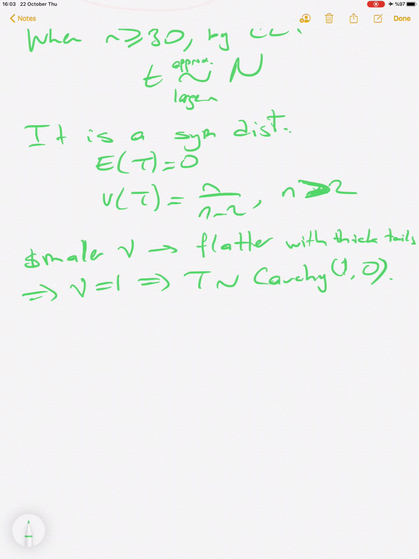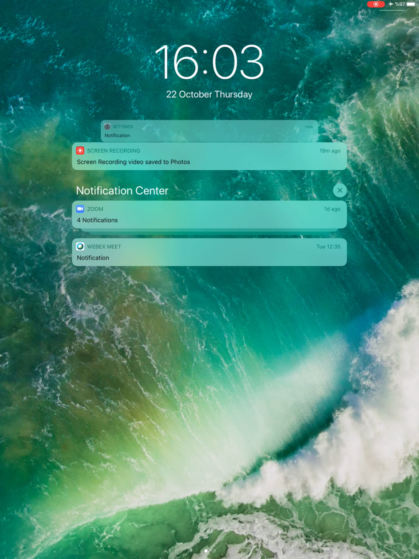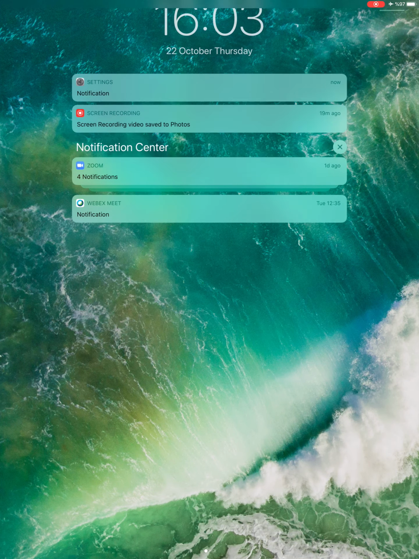Okay, so let me stop here. I will continue with the sampling distribution related to the F distribution. Okay, I hope I can do that.